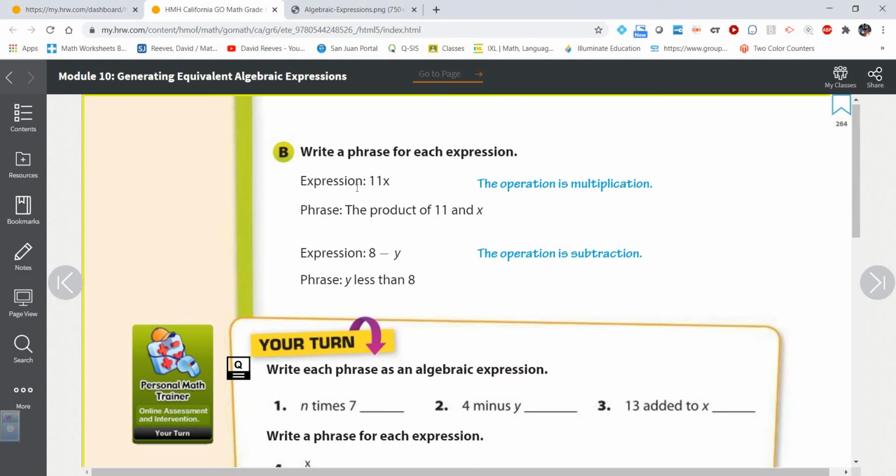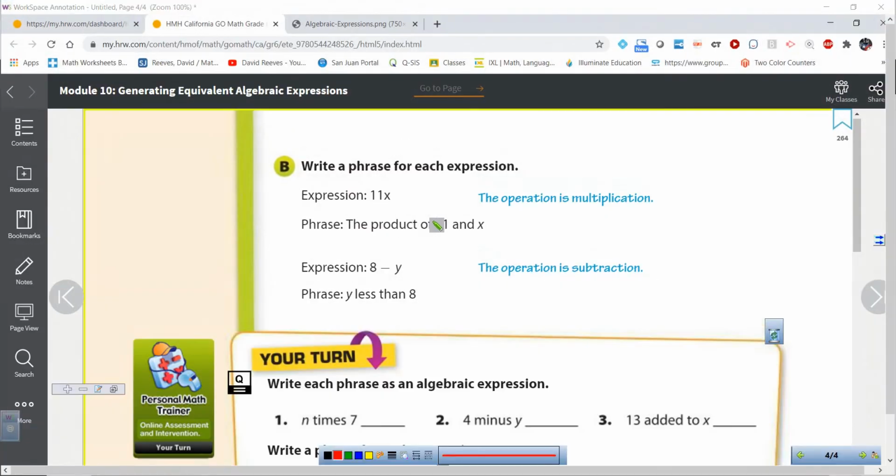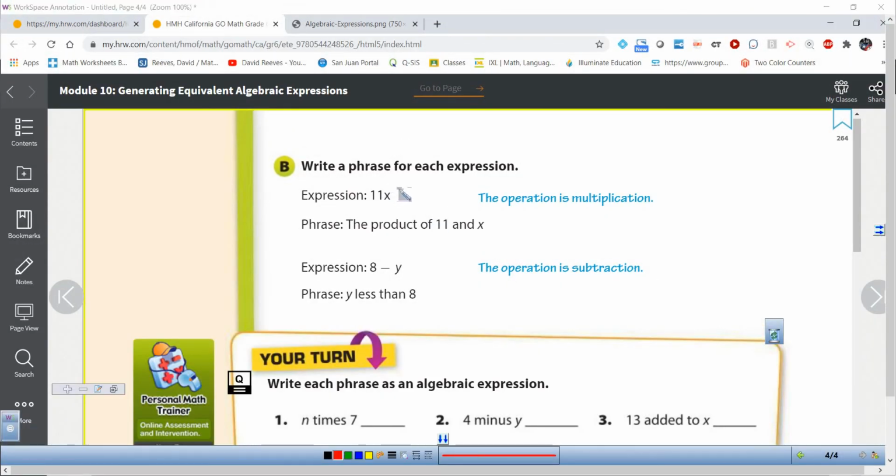Okay, and then they've got a couple more here. 11x, again, when we don't put anything between them, that means 11 times x. That's what it means. And remember, 11 would be called the coefficient. x would be our variable. So one possible answer would be the product of 11 and x. We could just write 11 times x or 11 multiplied by x.